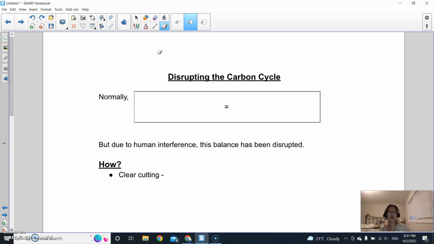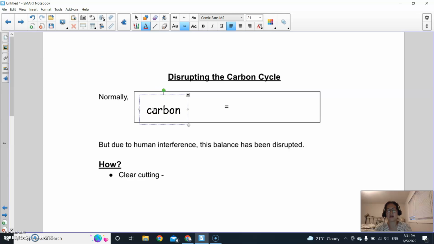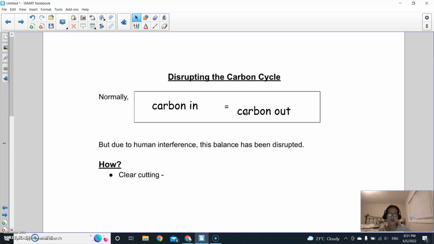So in terms of disrupting the carbon cycle, what's happening right now with carbon emissions is that we've disrupted the natural carbon cycle where everything is in balance. So let's write down that the carbon going into the atmosphere, carbon in, is equal to the carbon going out of the atmosphere. So we're talking about in the atmosphere. So carbon in is equal to the carbon out. Please copy that down.